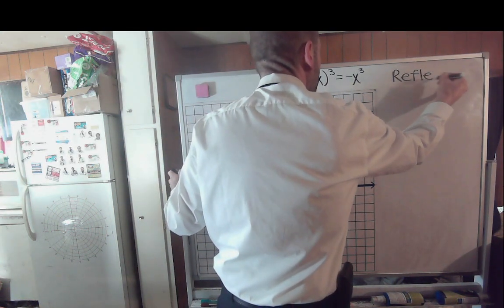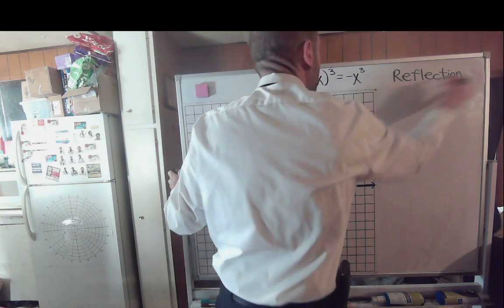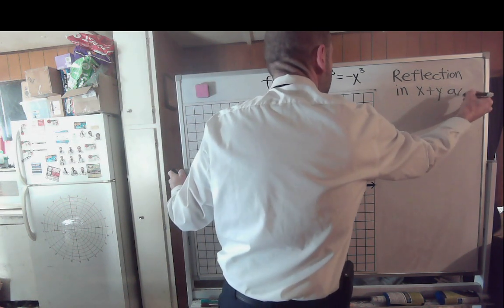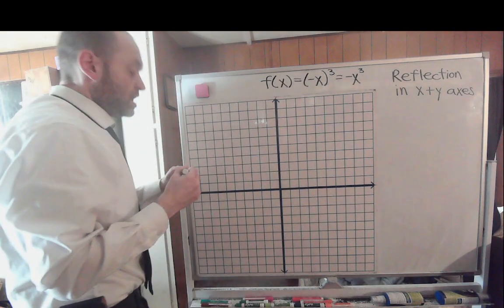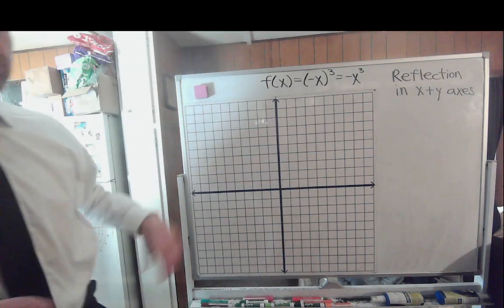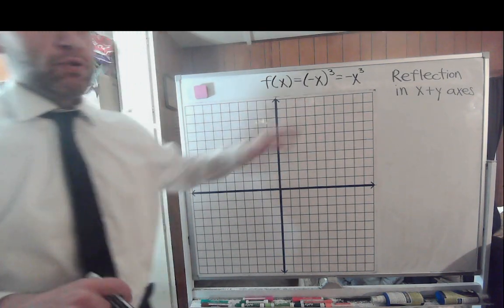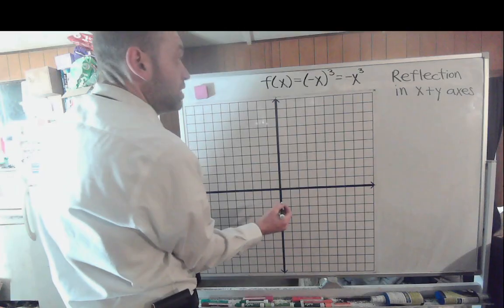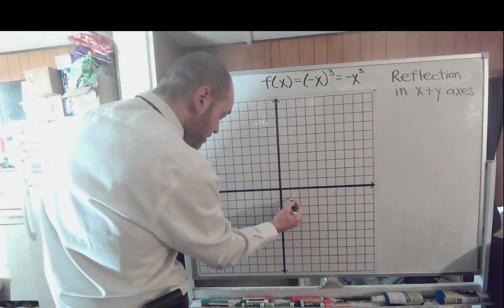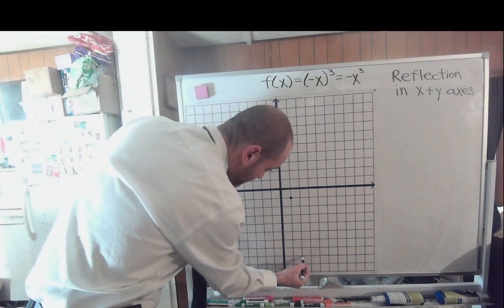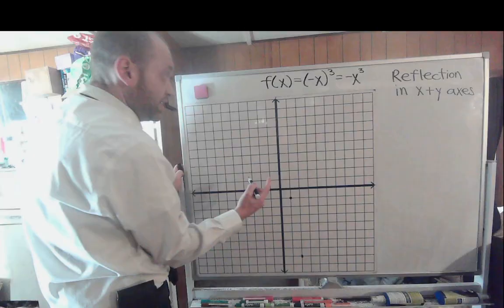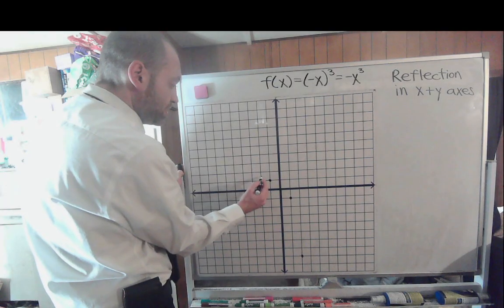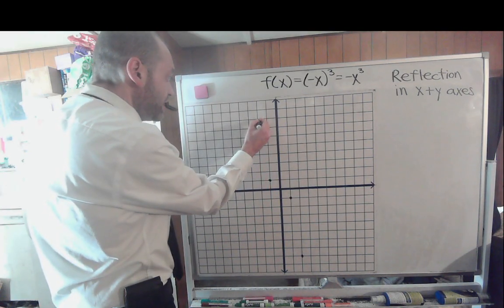I have a reflection in the x and y axes. And you're going to see that, and that's a property that's unique to odd power functions. So at 0, I would get 0. Now when x is 1, I would actually end up getting negative 1. When x is 2, I would actually get negative 8. When x is negative 1, I would get a y value of positive 1. When x is negative 2, I would get a y value of 8.